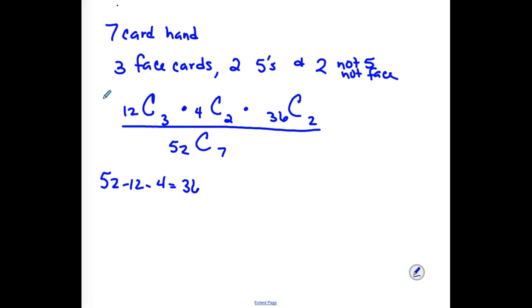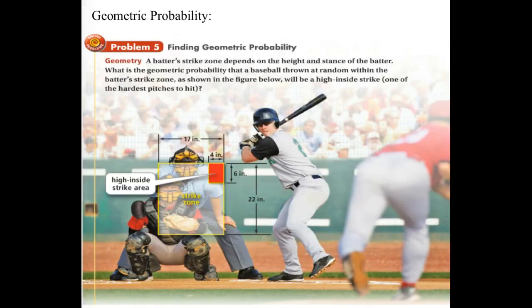The last little piece that we need to talk about, I mentioned it a little bit yesterday, it's the geometric probability. And it's just using a geometric concept to count. So instead of counting like how many ones do we roll with a die, we are looking at counting maybe the area or the volume of something. In this case, it says, a batter's strike zone depends on the height and stance of the batter. What is the geometric probability that a baseball thrown at random within the batter's strike zone will be a high inside strike?